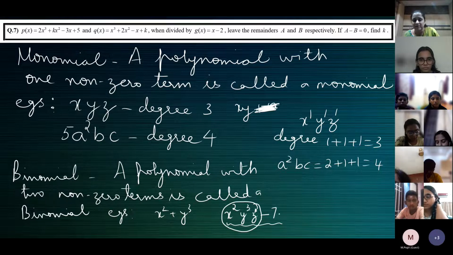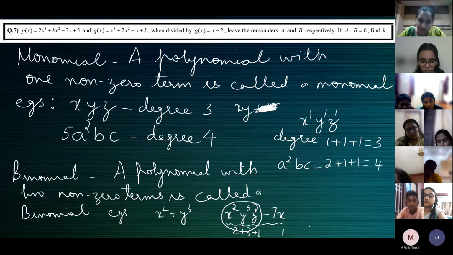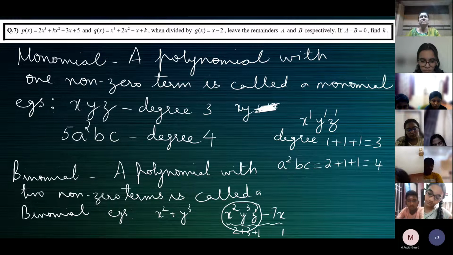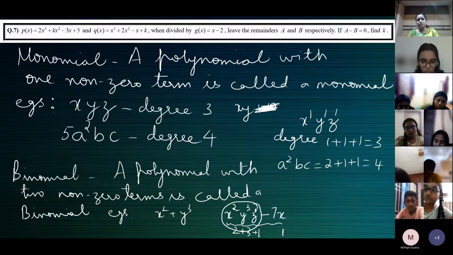Okay, let me make it like, say, x here. Minus 7x. So here it is 2 plus 3, 5, 5 plus 1, 6. Here x, the power is 1. So compare 6 and 1, which is the highest power? 6. So this one is a binomial of degree 6 in 3 variables, x, y, and z. See, you can say so much. It's a binomial. It's a polynomial of degree 6. And it is a polynomial in 3 variables, x, y, and z.